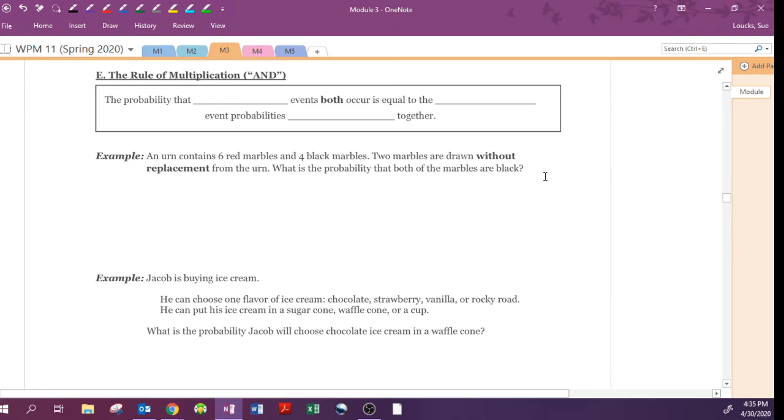Okay, this is the rule of multiplication when two things are both going to happen. So the probability that multiple events both occur is equal to the individual event probabilities multiplied together.